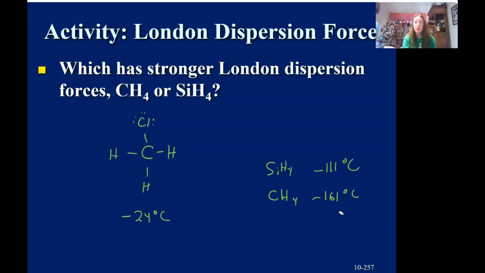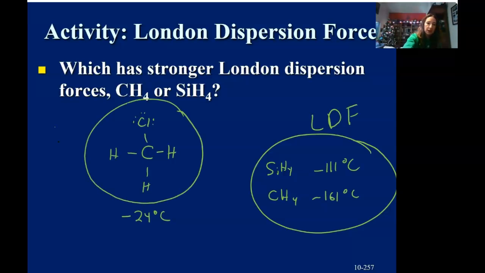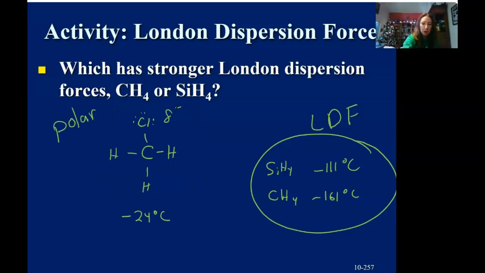Why? It has very, very weak London dispersion forces. SiH4 has more electrons, so it has a higher boiling point. Now again, look at how low these boiling points are because they're only London dispersion forces. But this molecule is polar. Remember, if it's polar, this side of the molecule is a little bit negative and this side is a little bit positive, so it can be attracted to another molecule.